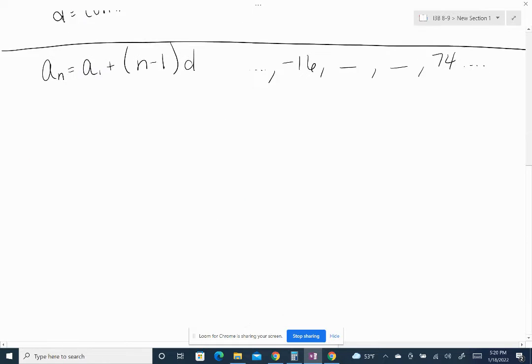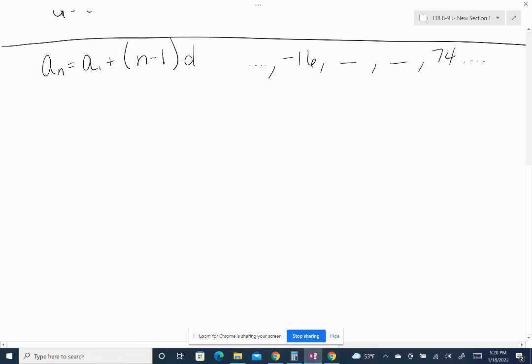So I have the equation up here, and here's a set of numbers. I have negative 16, something, 74. We know it's going to be an arithmetic sequence, so we know it's going to be adding the same amount every time. But we need to use the arithmetic mean in order to figure out what is being added every single time.